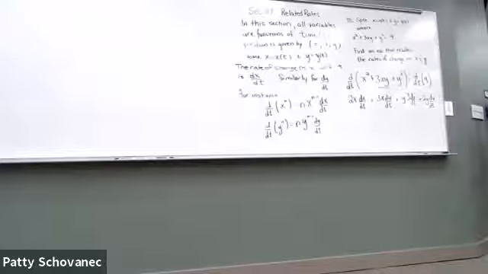Then in our application problems at this step, we'll be given some information about 3 of our 4 unknowns. We have x, y, dx dt, and dy dt. And we'll have to solve for the missing one. Okay?